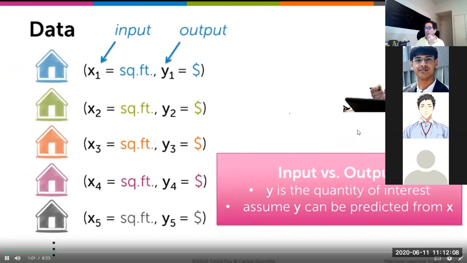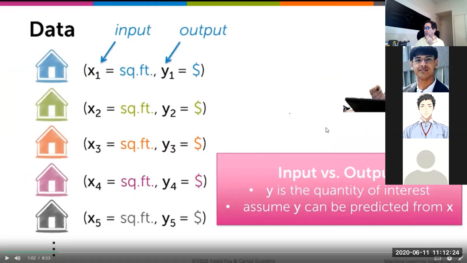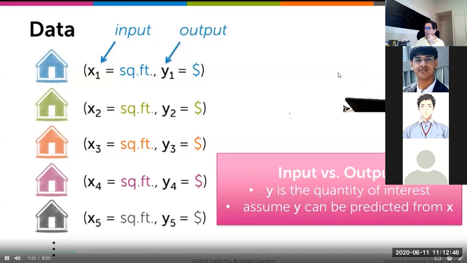Oh, by the way, which variables are numeric and which variables are non-numeric? I think they're both numeric. Right, they're both numeric. We don't have any non-numeric variables in this example. What's the difference between the input and the output? Well, the output Y is our quantity of interest. This is our goal. We're trying to predict the value of our house so we can list it for sale. And we're going to assume that we can predict Y based on X, so we can predict the value of the house based on the square footage.